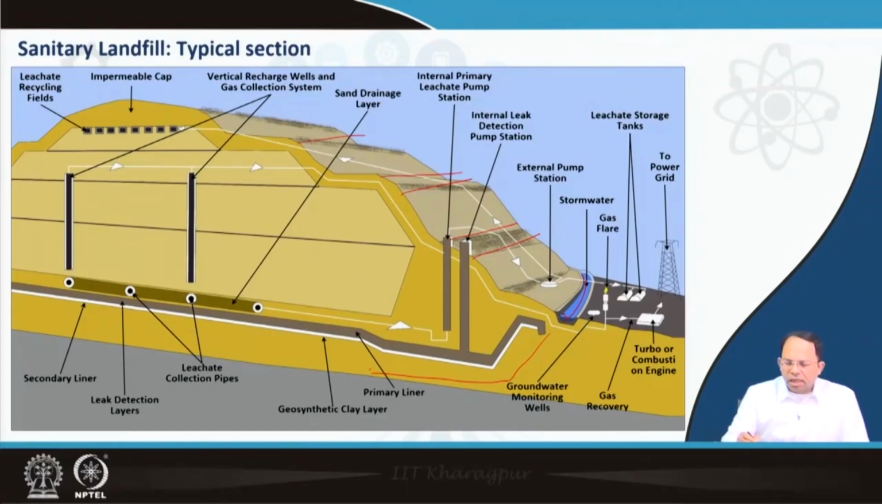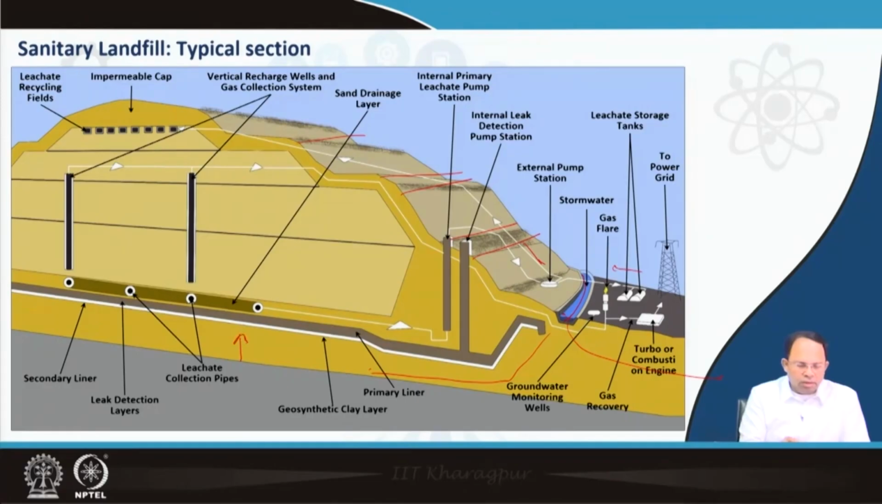And this surface stormwater drain is given so that water coming down the slope is captured, and it also prevents water from the surroundings from coming inside. It gets trapped in this drain, and the drain is diverted to somewhere else, right? Then at the bottom, you can see this bottom liner.